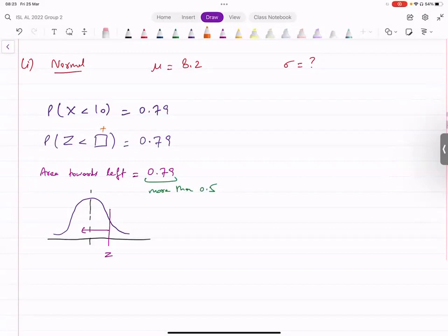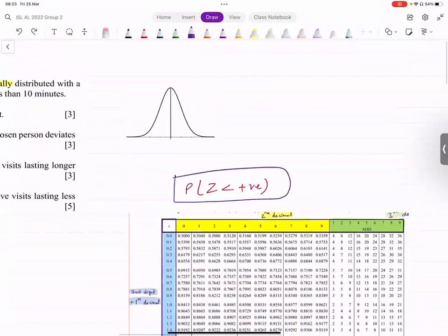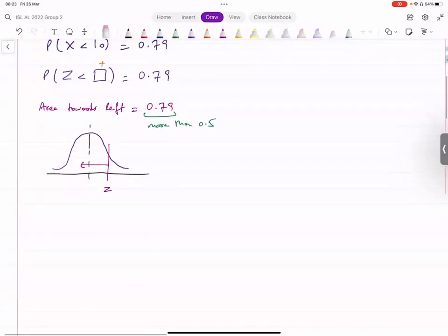Now it's the standard form already. हमें कुछ करना नहीं पड़ा. Z less than something positive. यही form तो table के अंदर होती है. So हम क्या कहेंगे? Table में हमें ये form चाहिए होती है. वही form हमारे पास है. We can say phi of z. ये notation use करना जरूरी नहीं है. आप उसको बस z less than something positive भी कह सकते हैं. That's fine. Phi of z is equal to 0.79.